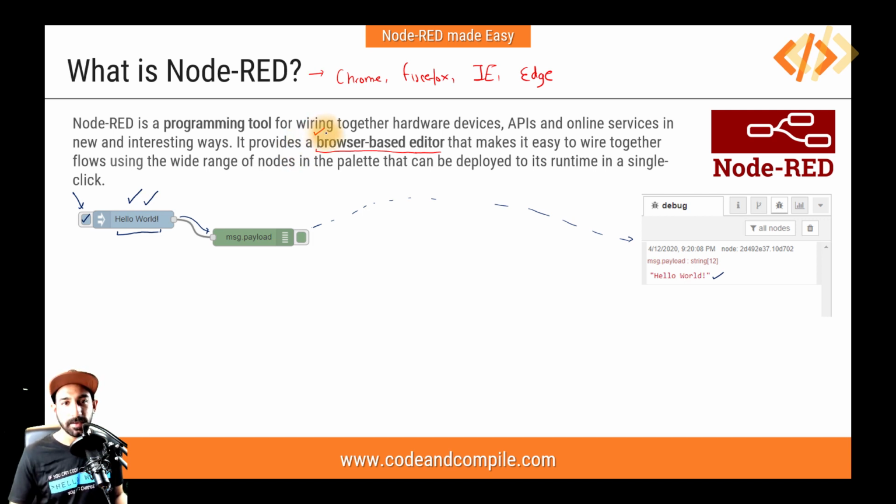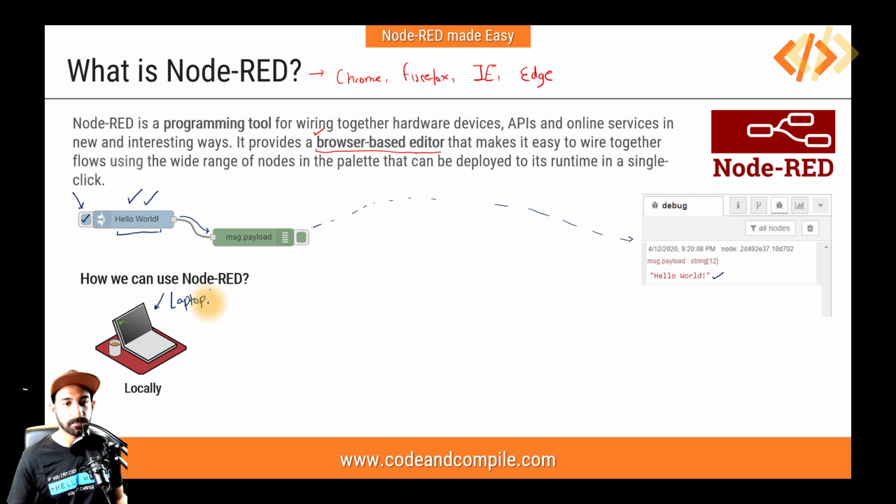All right. And how can we use Node-RED? Now the question is, if it's browser-based, how do we use it? Option number one is locally. Locally means you can install Node-RED on your laptop or your computer. That's the first step we will do. We will install it on the computer, and then I will show you how to run it. So locally you can use it.